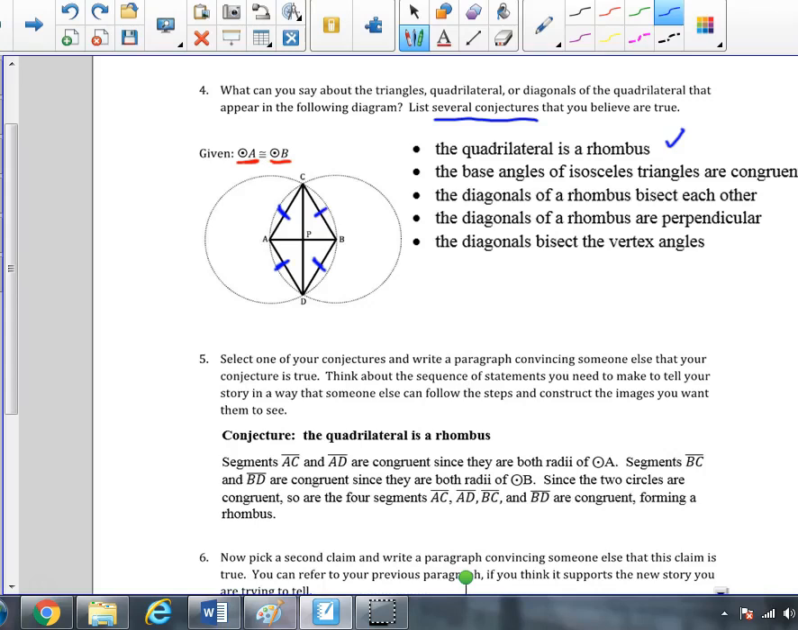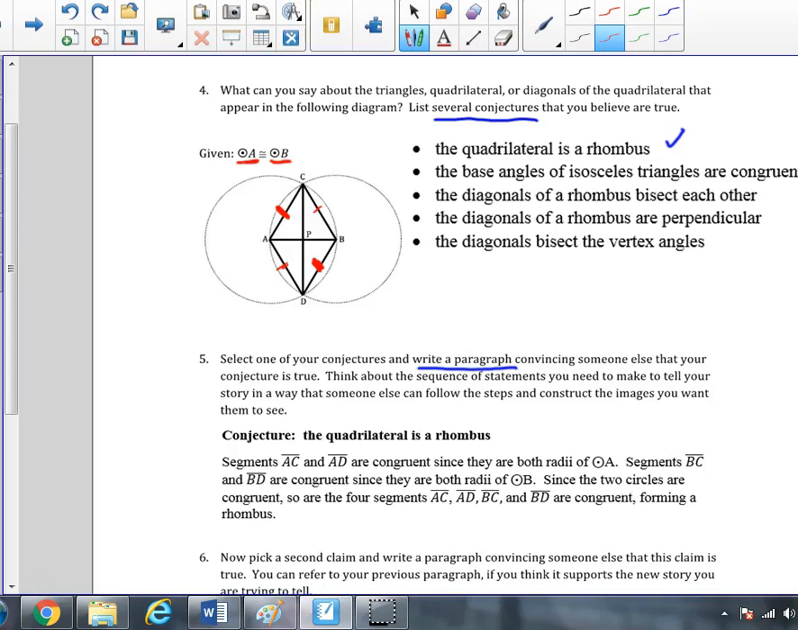true. So we started off by what we call a paragraph proof, because it did say write a paragraph, and we wrote a paragraph with every statement and the reason why we were saying that was true. So the first thing that we started off with, and I'm just going to come back here and erase my diagram, is that line segment AC and line segment AD were congruent since they are both radii of circle A.